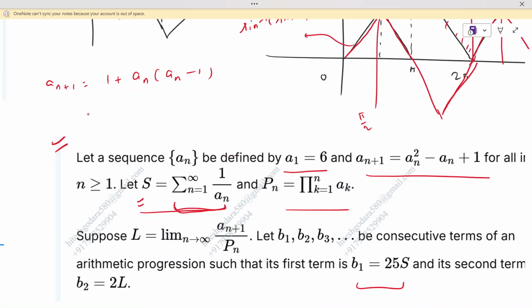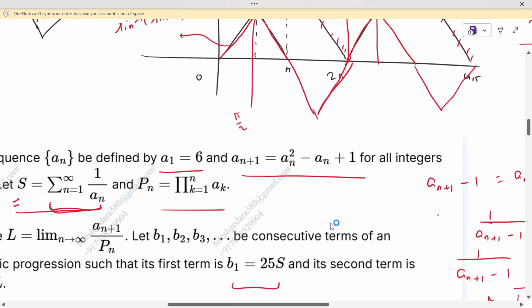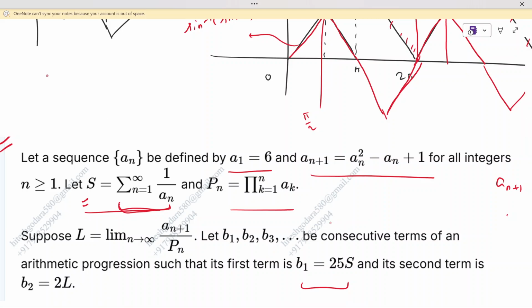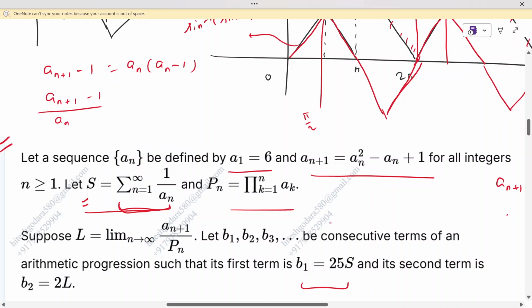So how can I write this relation? If I write A2, A2 will be 1 plus A1 into A1 minus 1. Basically, An plus 1 minus 1 equals An into An minus 1. I can write, An plus 1 minus 1 upon An minus 1 should be equal to An.